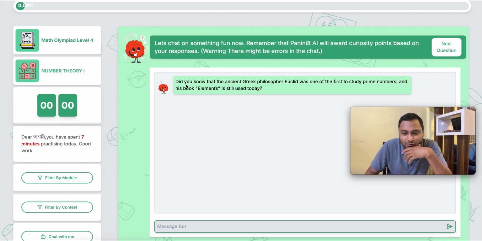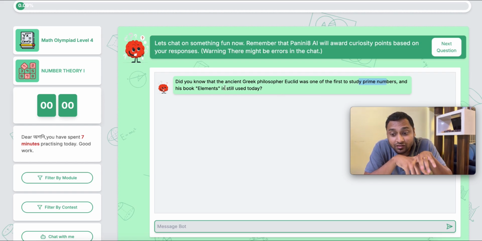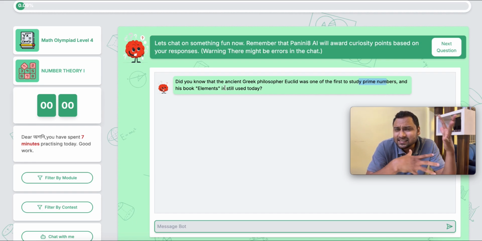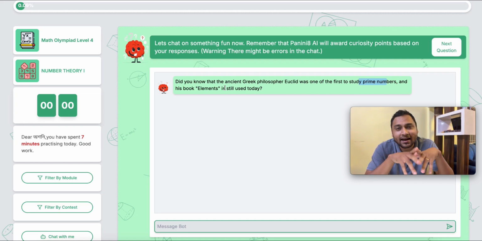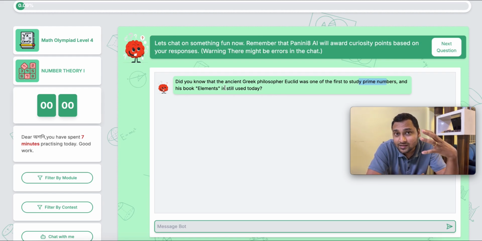So this is, of course, on prime numbers. The bot is asking me, did you know that Greek philosopher Euclid was one of the first to study prime numbers, and the book Elements is still used today? So it's not necessarily math, it's about the history in and around math. Its job is mainly to invoke curiosity. We are also trying to measure curiosity, and this is a part of research in the research track programs at Cheenta.